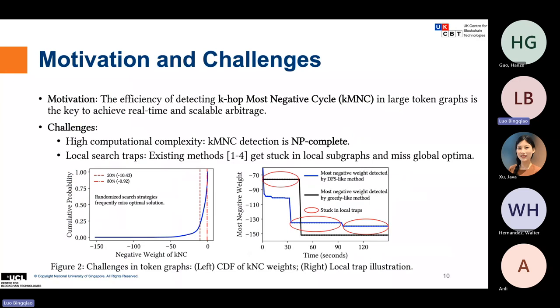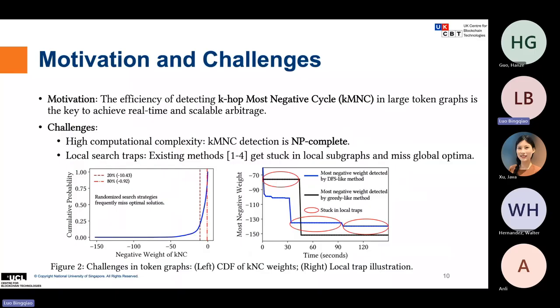This means that in the worst case, no polynomial time algorithm can guarantee an exact solution unless P equals NP. And this difficulty grows rapidly as K increases, as we can see from the left figure in Figure 2. It shows the weight distribution of all the K-hop negative cycles in the crypto graph, while the weights are quite skewed. So if we just try to enumerate all the cycles and find the most negative one, it will be very inefficient.